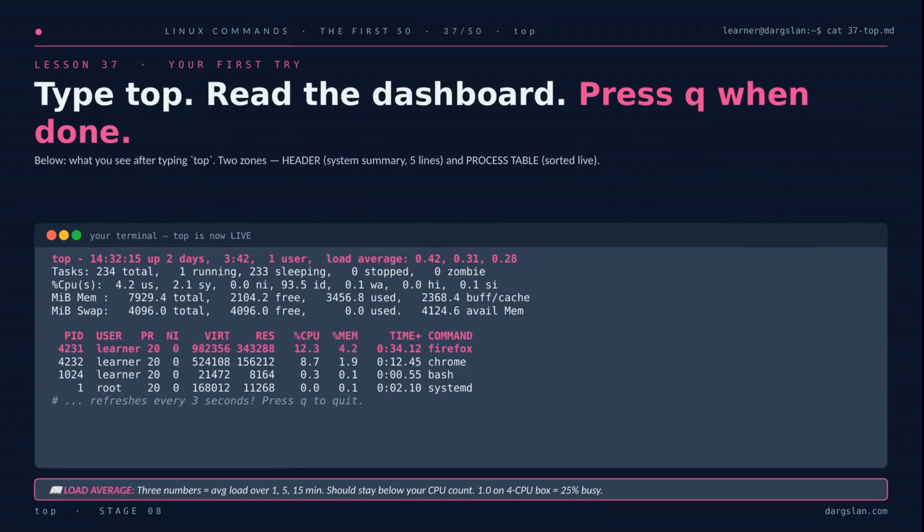Go ahead and type htop yourself. It's completely safe. This is a read-only dashboard. Nothing changes on your system. Take a moment to read those two zones, the 5-line header up top with the system summary and the live process table below it. And pay attention to that load average, 3 numbers showing the last 1, 5, and 15 minutes. As long as they stay below your CPU count, you're in good shape. When you've seen enough, just press Q to quit.